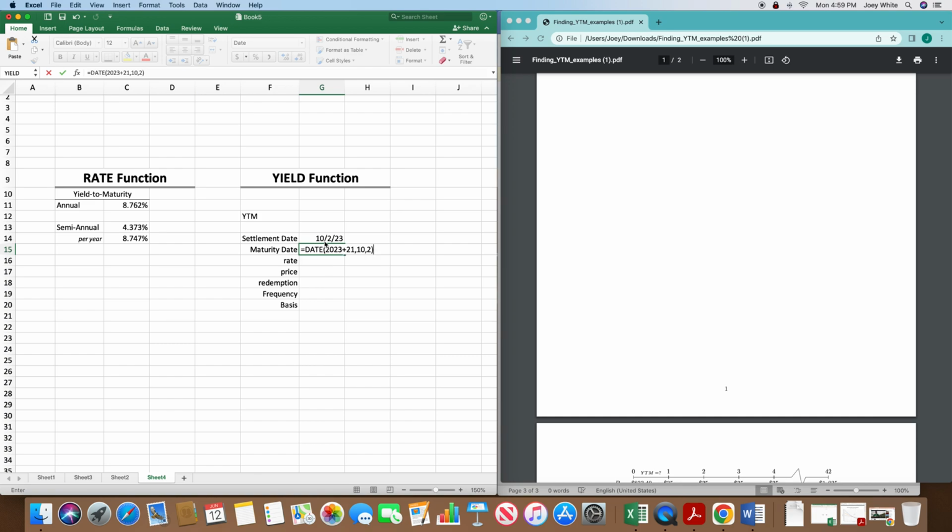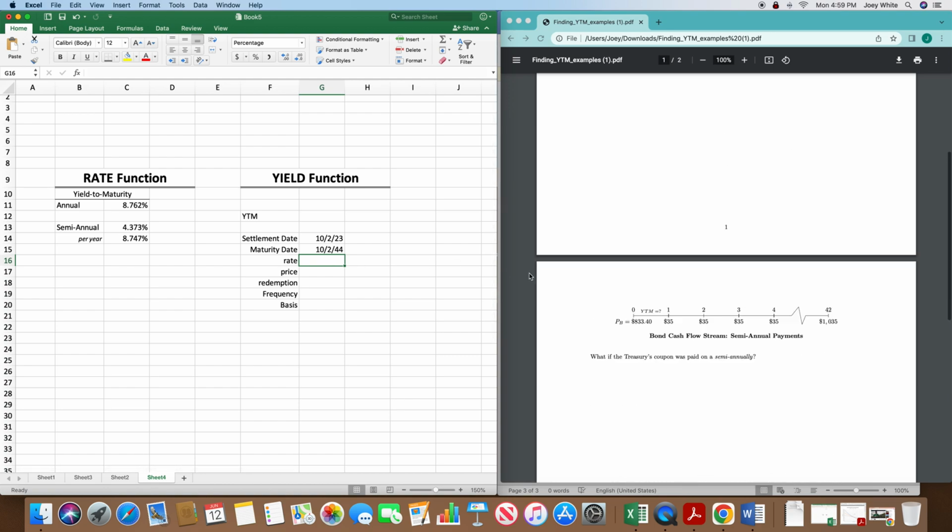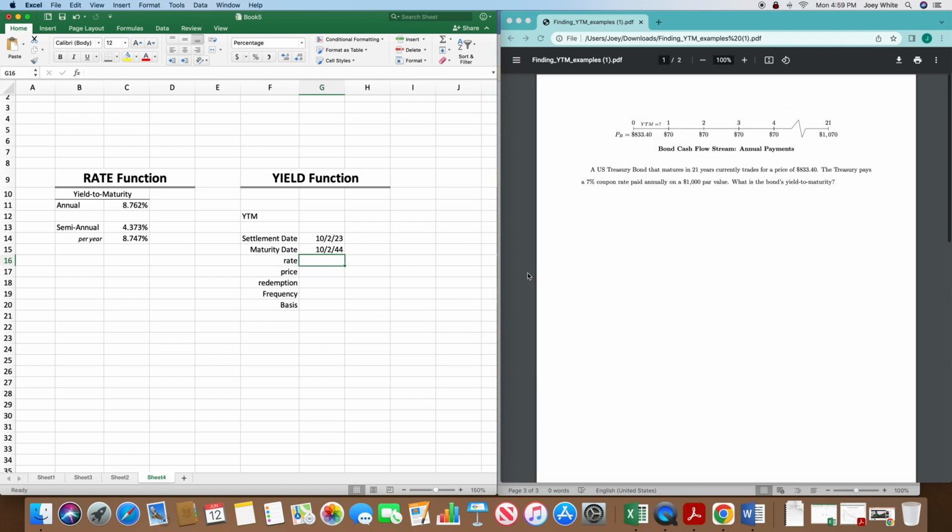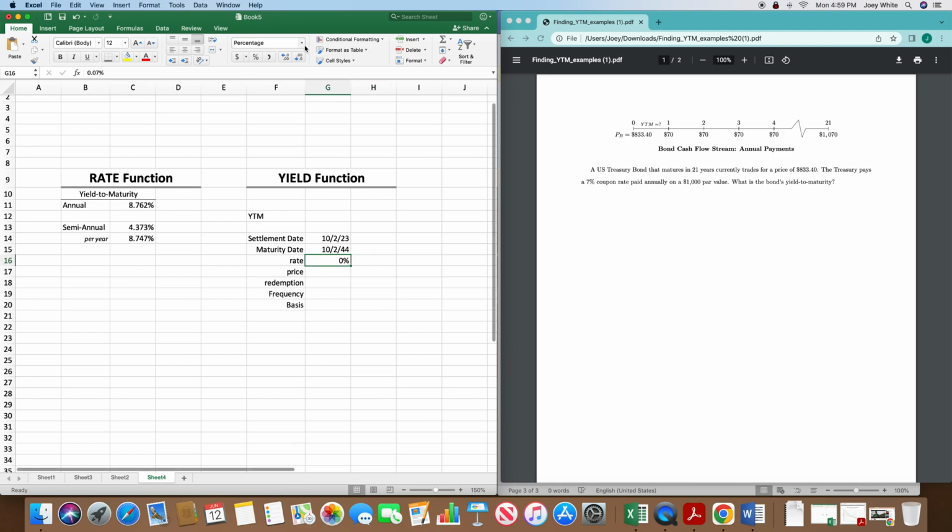So from 2023 to 2044. And again, the rate is just the coupon rate, which is 7%, so we'll do 0.07. Now, the price doesn't have to be negative. It actually shouldn't be negative. If you're going to use a yield function, don't put the price in as negative.